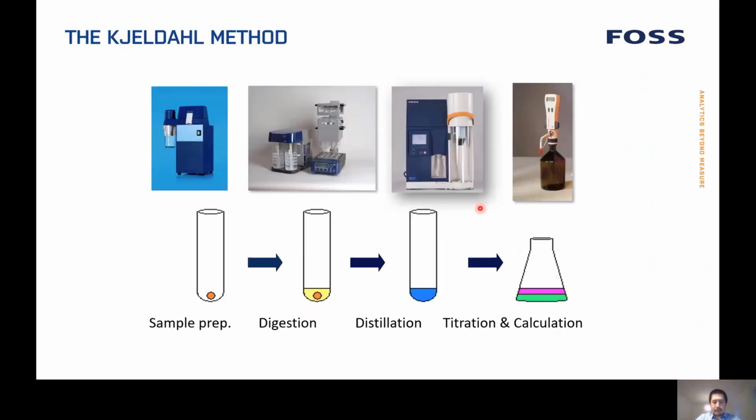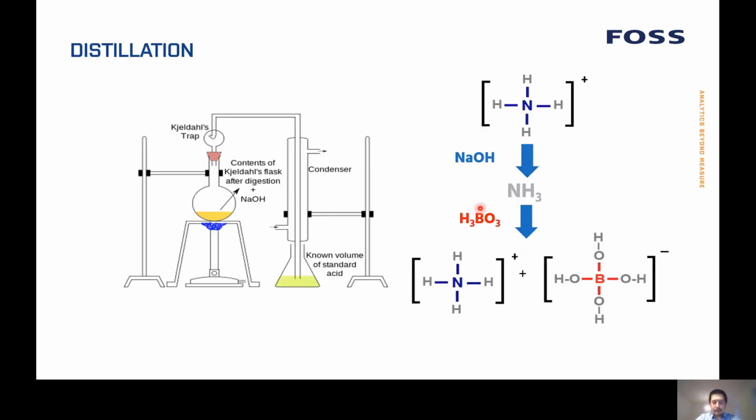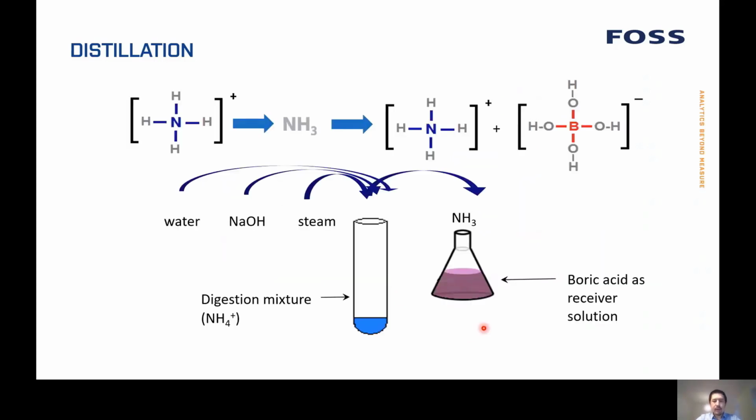And then the third step for the system is distillation. And this is the very traditional setup. You have the heater source, which works in the presence of sodium hydroxide. The ammonium ions are turned to ammonia, which then passes through the condenser and is trapped by the boric acid. Then you have the ammonium ions again. So this ammonia is separated from the digestion mixture solution. And then you have to determine the ammonia in the next step. And this is what's happening in our distillation system.